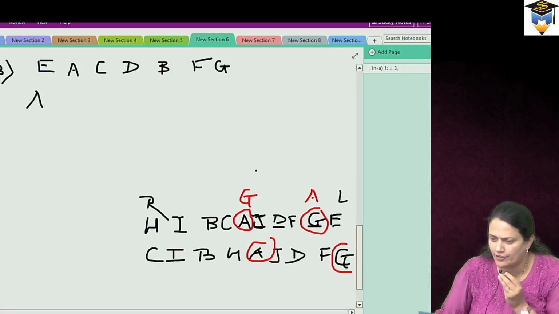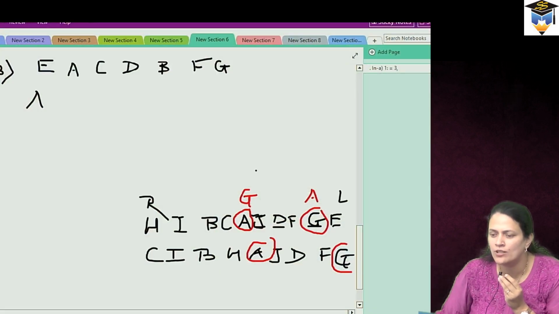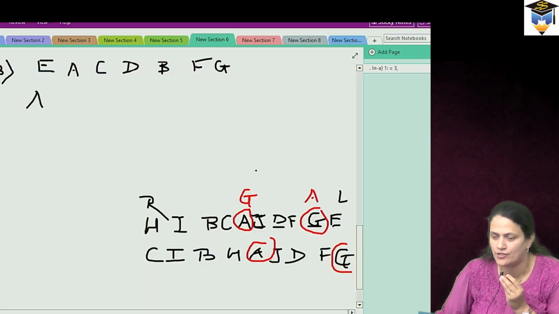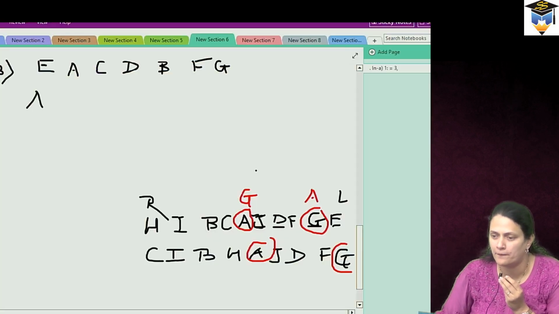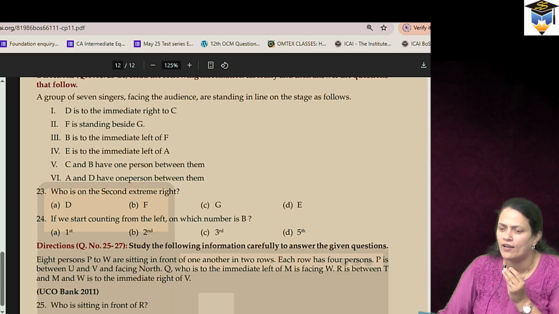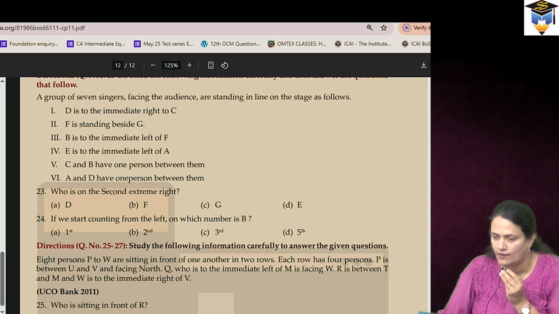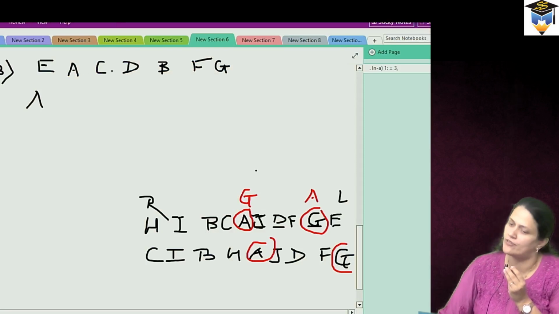Okay, now let us check each and everything. First, D is to the immediate right of C. Is D to the immediate right of C? Then F is standing beside G. B is to the immediate left of F. Correct. E is to the immediate left of A. And C and B have one person between them, A and D have one person between them. Correct.